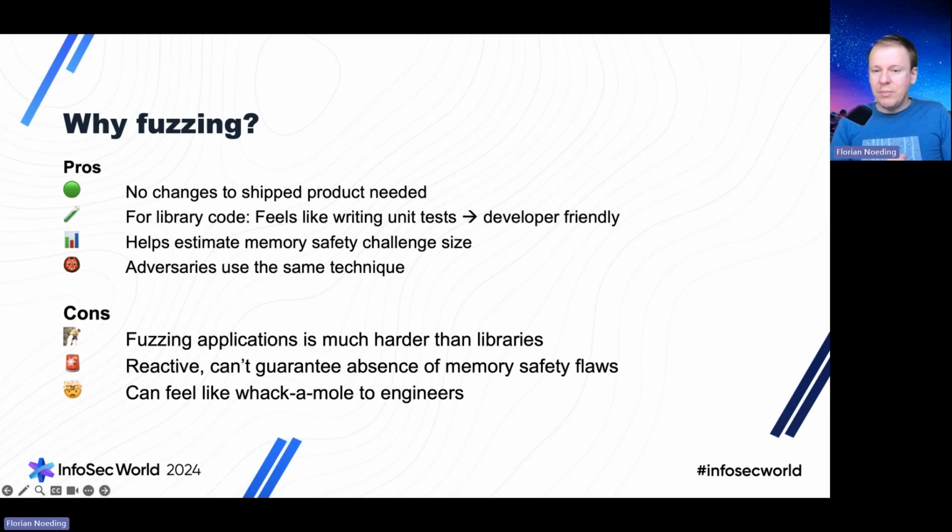Another challenge with fuzzing is that it is completely reactive. While you can do a lot of fuzzing, even with a lot of fuzzing, you can't guarantee the absence of memory safety flaws. So you can be a little bit working ahead if you know adversaries targeted a library, but depending on the corpus of inputs you use to seed your semi-random input generation, you'll probably not find everything. And unfortunately, it feels a little bit like whack-a-mole to your engineers who have to fix all these issues.